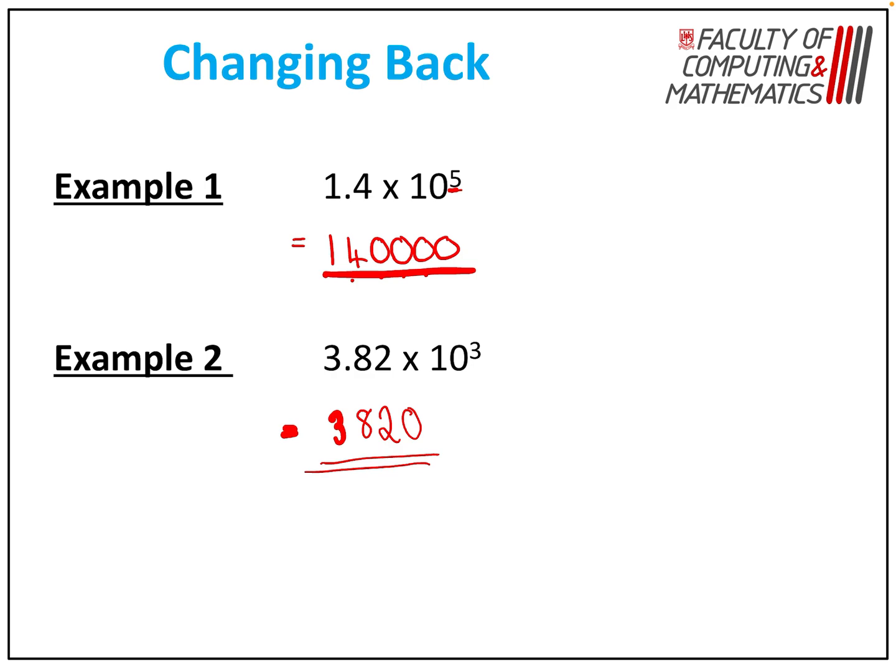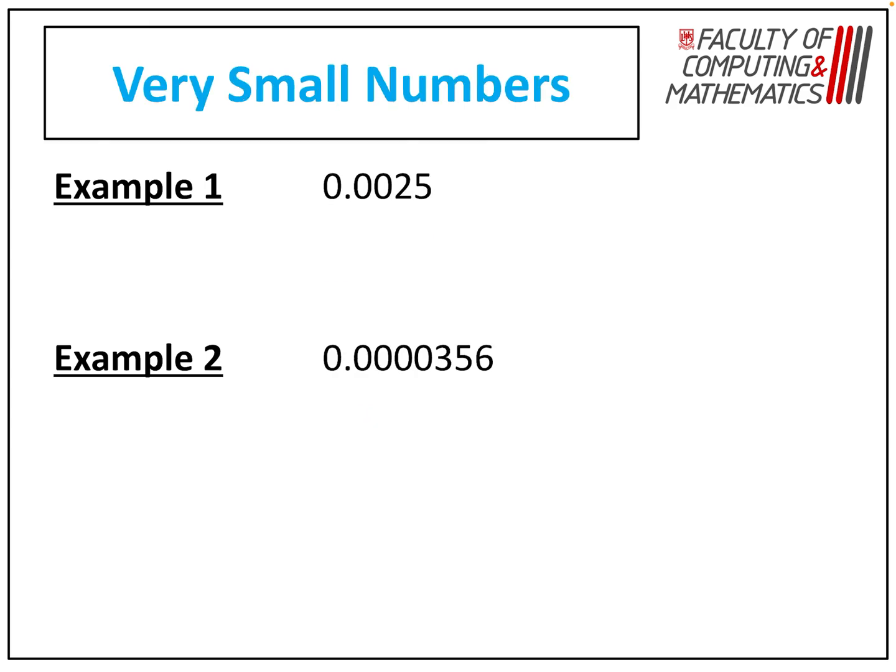Next, we want to be thinking about very small numbers, and the process is similar here. There's just one slight change, and that is that to make a number between 1 and 10, we need to move the decimal point the opposite direction, so we have to go to the right. So we would start off with still 2.5 is my number between 1 and 10, times 10 to the power of, but in these cases, instead of writing 3, we write negative 3 to show that we've moved the decimal point in the opposite direction.